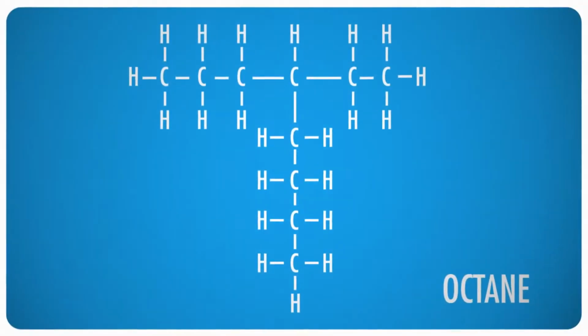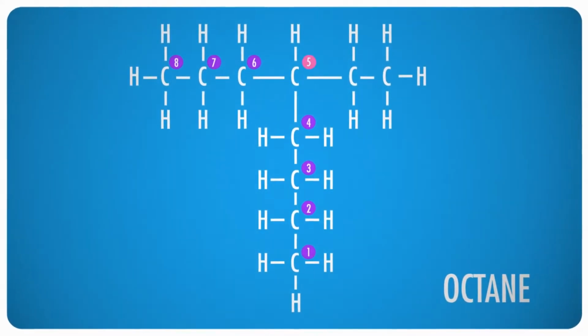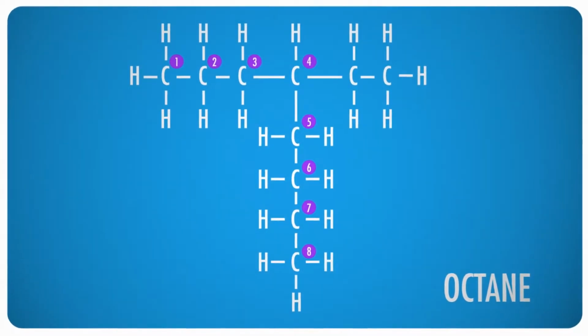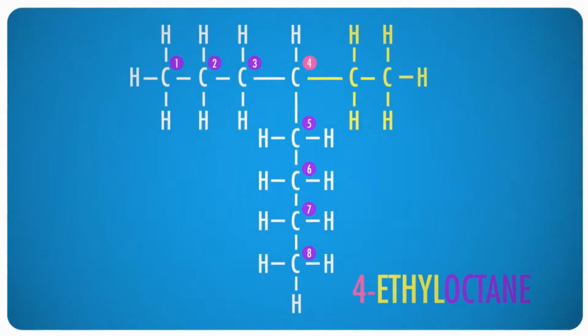Attachments are also given a number to show you where along the chain they're attached. The long chain is always numbered carbon by carbon in the direction that gives the attachments the lowest numbers possible. So if we number the chain the right way, the ethyl group will end up at position 4, but if you do it the wrong way, it's in position 5. Low numbers win, so it's numbered from left to right in this case. So when we put it all together, this compound is called 4-ethyl octane. Congratulations, you just named an organic compound.